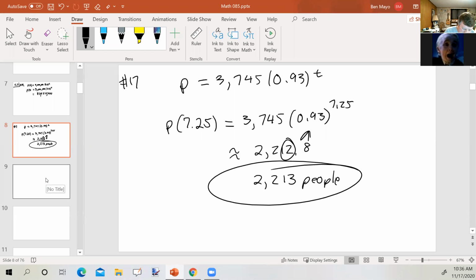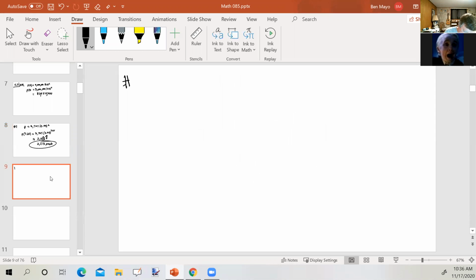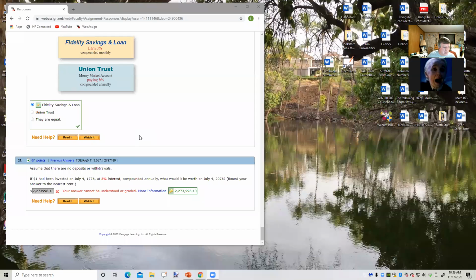Okay. Let's take a look at number 21 off of this assignment set. It says, assume there are no deposits or withdrawals. If $1 had been invested on July 4th, 1776 at 5% interest compounded annually, what would it be worth July 4th, 2076? Round answers to the nearest cent.